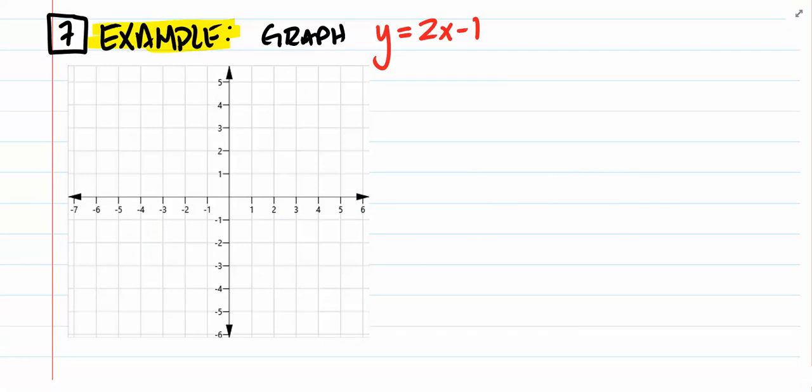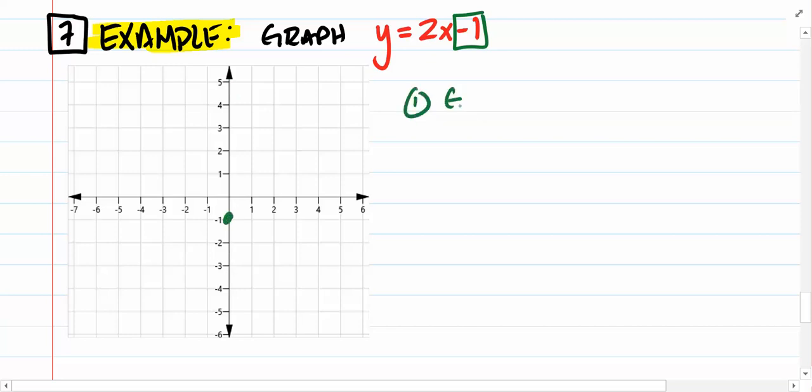Box number 7 is an example of how to graph. We're going to graph the equation y equals 2x minus 1. Since this equation is in slope-intercept form, the first thing that we're going to do is graph the y-intercept of negative 1. So on the y-axis, we go down to negative 1. That's our first step. So step number 1 is to graph the y-intercept.